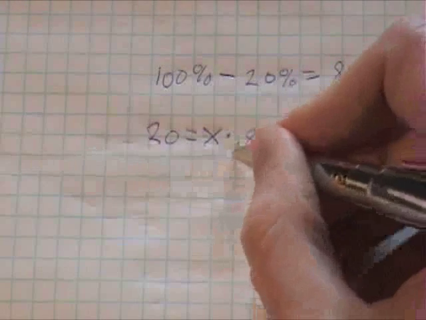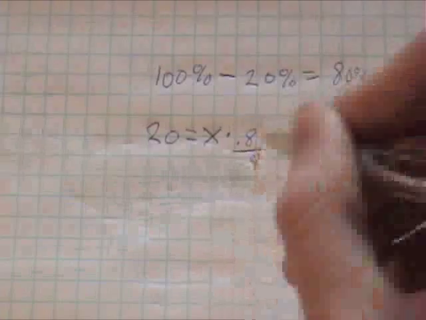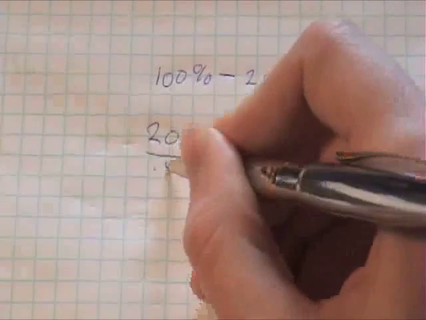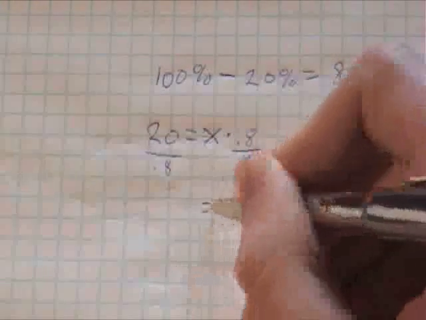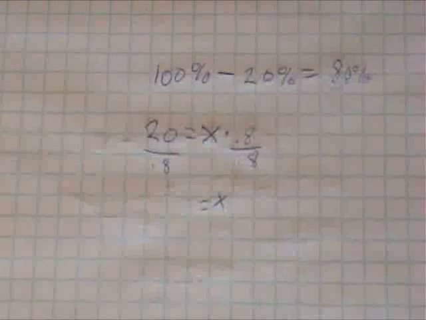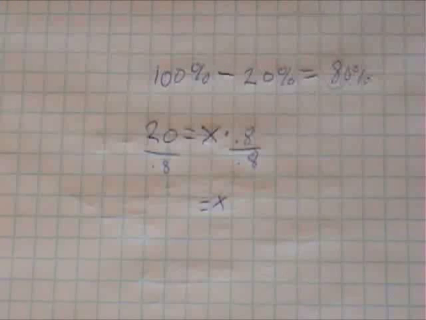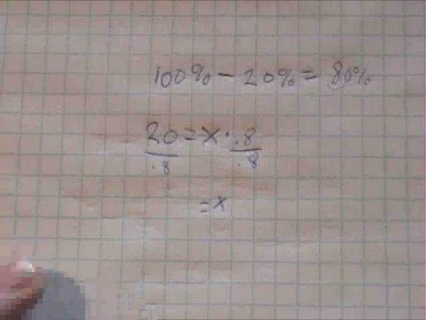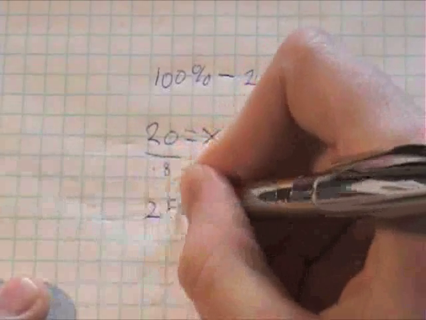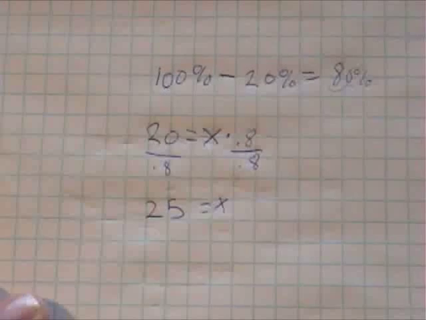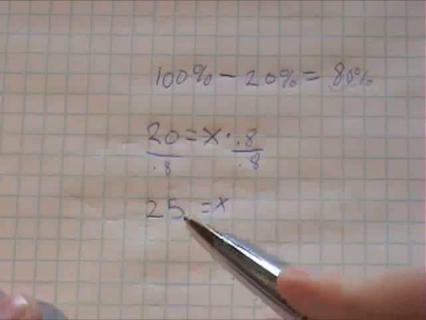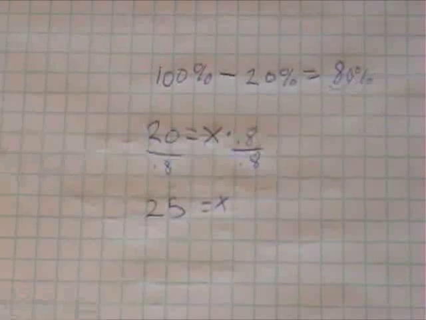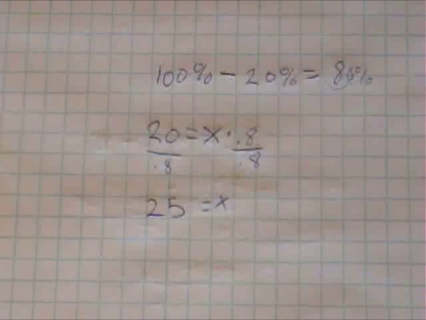Now we figured that out. We just divide by 0.8 for each side. We should get 20 divided by 0.8, which is 25. So the original price for the racket was $25. Once you decrease it by 20%, it became $20. Let's try the next problem.